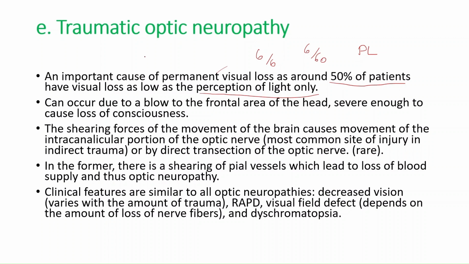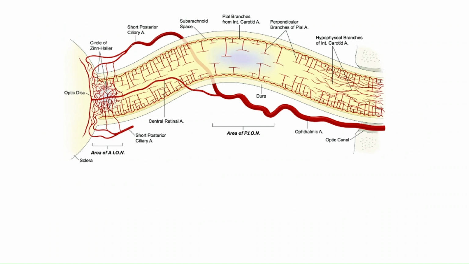So here the take home points are: there is optic neuropathy associated with trauma. So there is decreased vision, decreased color vision, a field loss and a pupillary defect associated with trauma to the optic nerve, which may be associated with a head injury.